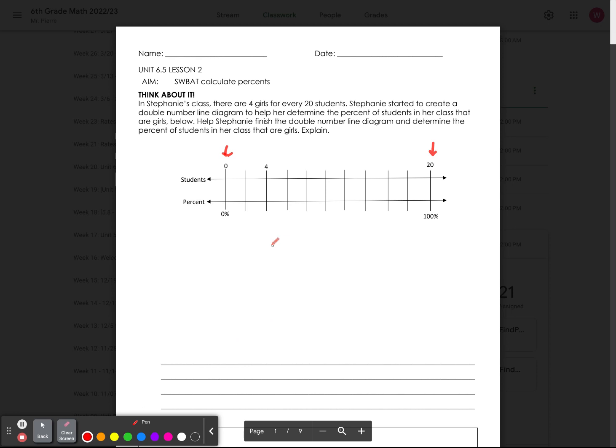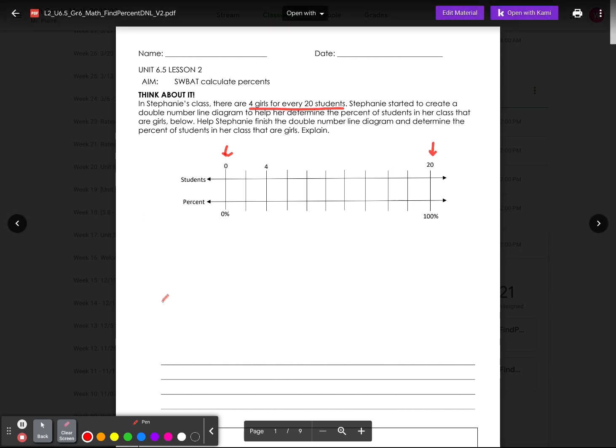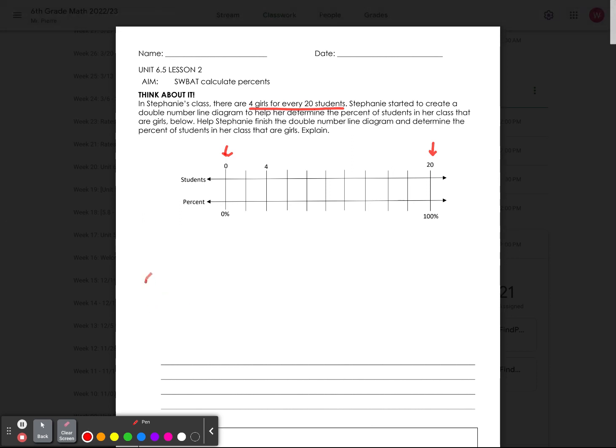So what we're going to want to do first is determine, hey, what is the percentage of girls to the total? And so we see here 4 to 20. So we are going to have to determine, hey, what is the percentage? So if we have 4 over 20, and we want to figure out what the percentage is, because that's what we're going to want to fill here, we want to remember, what does percent mean? Percent means out of 100.